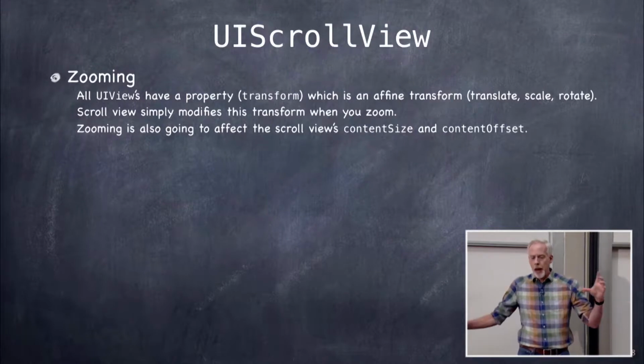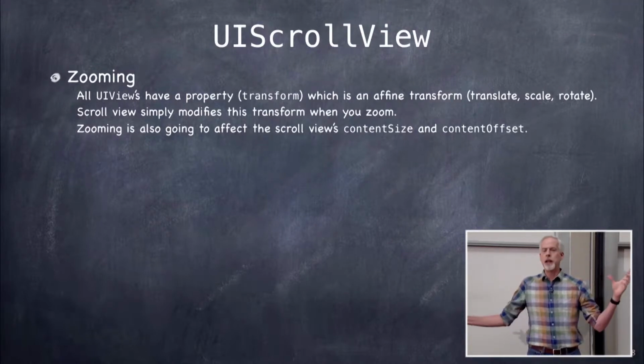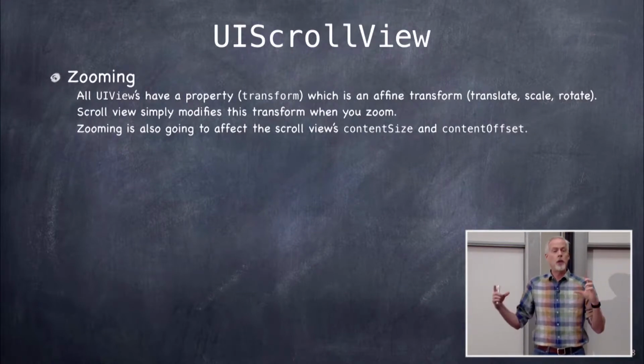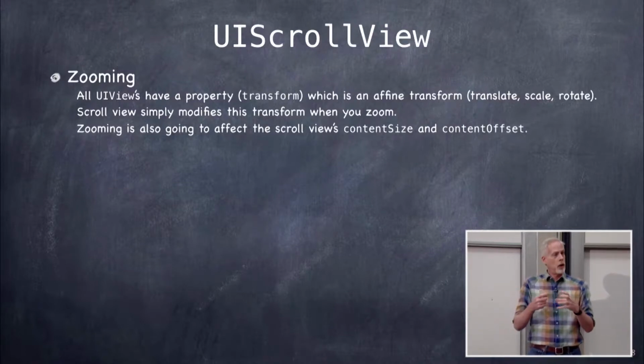So sometimes that happens, and people are expecting their content area to be the same old size, and it's not. Okay, now ScrollView automatically sizes it for you, so you don't have to worry about it. But if you ever look at your content size while you're zoomed in, it's going to be larger, or smaller if you zoom out. Okay, and same thing with the content offset, obviously.